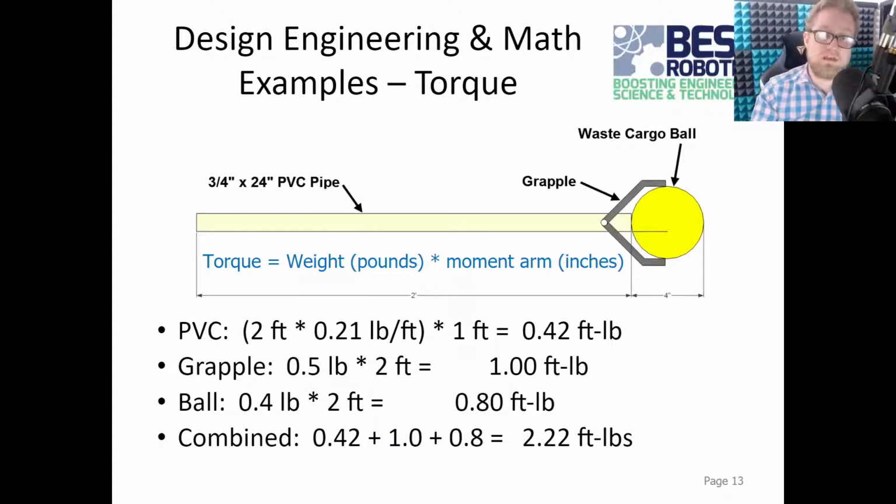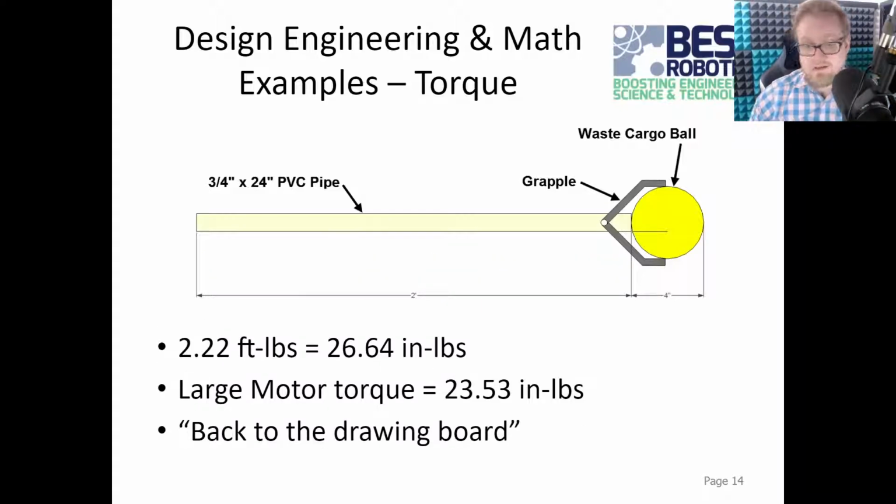So now we can go check the spec sheet for the motor and figure out what it's able to move and see if we can actually rotate this device that we've created. And it turns out the large motor has a torque of 23.53 inch-pounds. So we've done a conversion here. We've calculated in feet, but the spec sheet gives us the information in inches. So we've converted the number and find that our torque of 2.22 foot-pounds, which is 26.64 inch-pounds, is a lot larger than the large motor torque is able to apply.